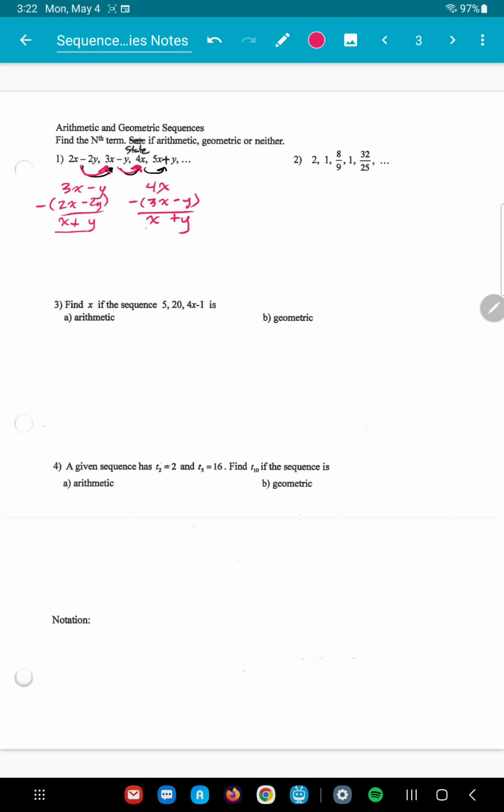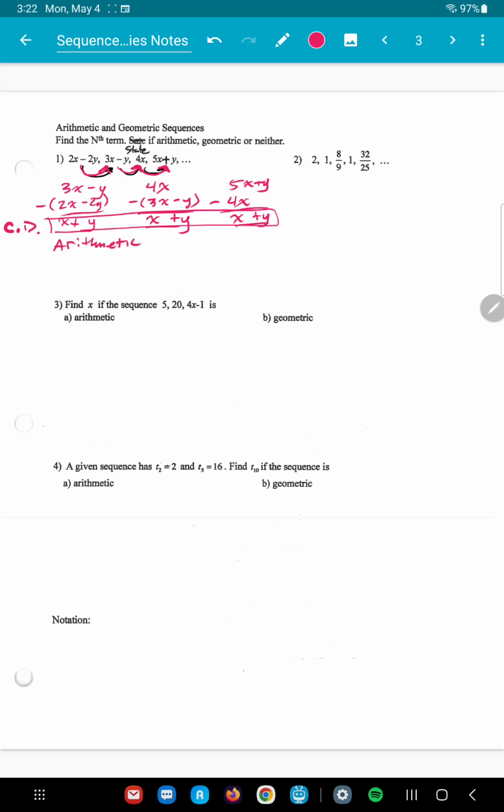If I subtract that, I will get a positive y, and I'll also get a positive x. Oh, look at that. It looks like we are getting x plus y two times around. Let's see if it actually happens the third time around. So if I do 5x plus y, and I subtract 4x, then again we'll get plus y there. And yeah, it looks like we're getting the same thing, right? So we see here that the x plus y is our common difference. Therefore, I know that this is going to be an arithmetic sequence.